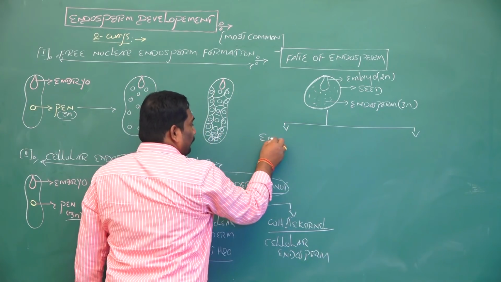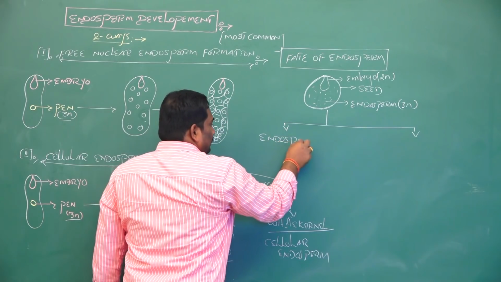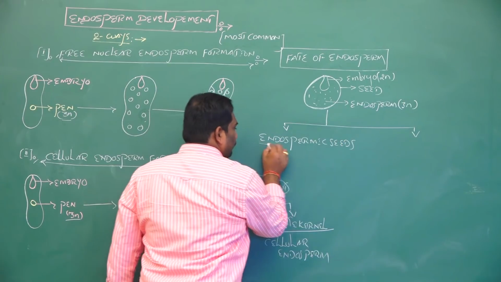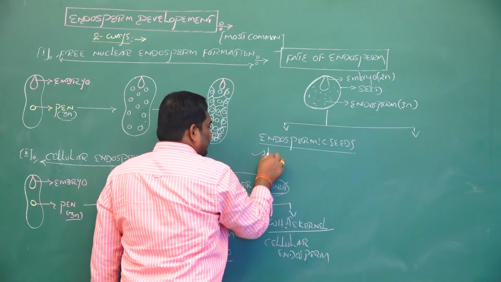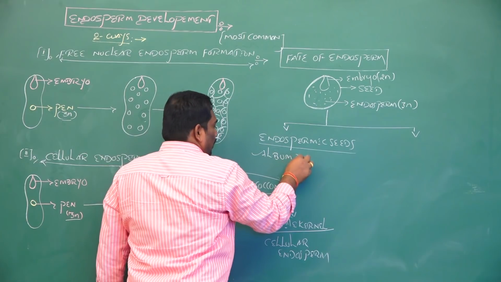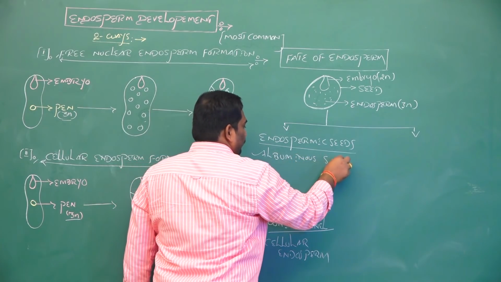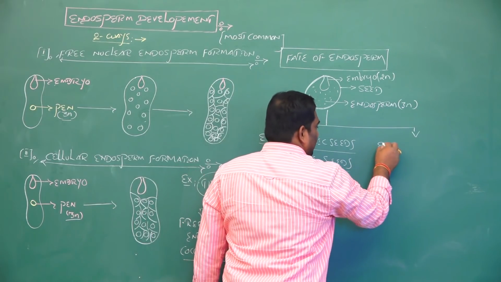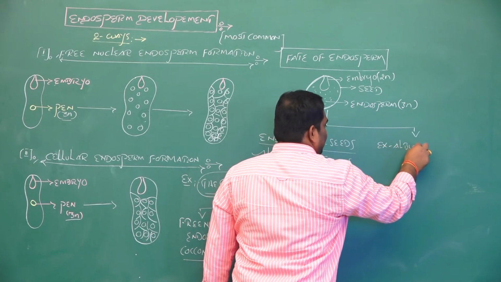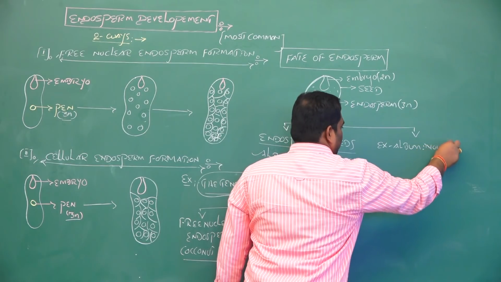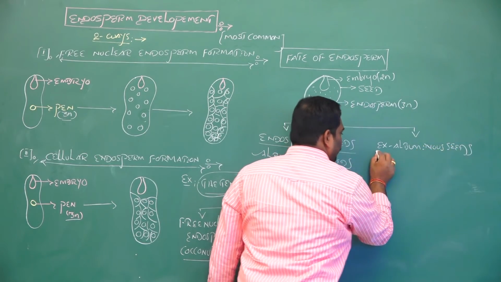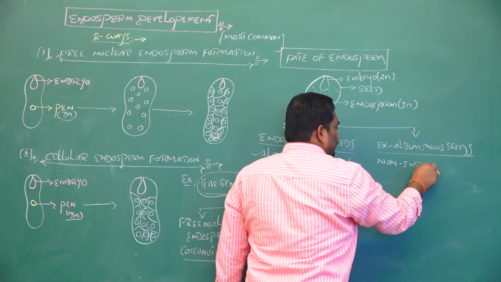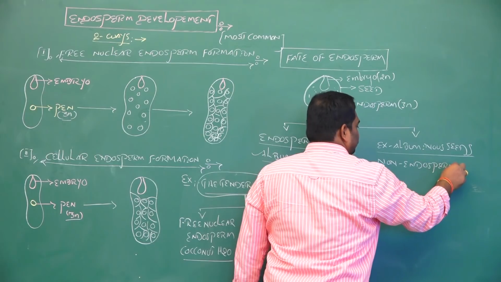One is endospermic seeds, also called as albuminous seeds. The second type is ex-albuminous seeds, also called as non-endospermic seeds.